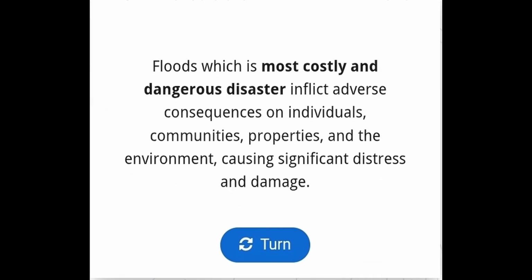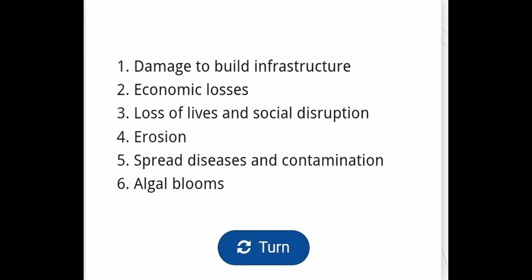Now, the negative effects. Floods are among the most costly and dangerous disasters. They harm individuals, communities, and the environment. Some major impacts are infrastructure damage, economic losses, loss of life and social disruption, erosion, disease spread, algal blooms.